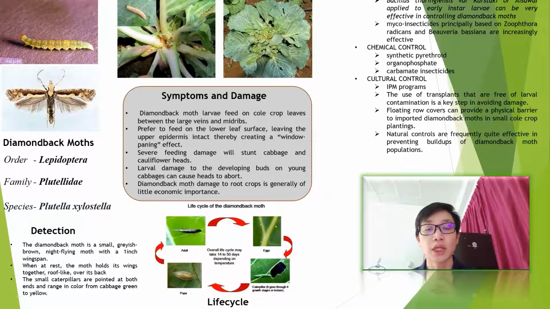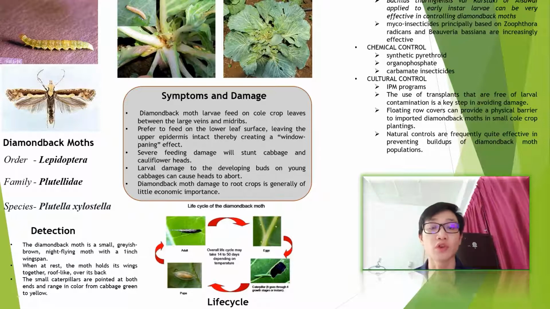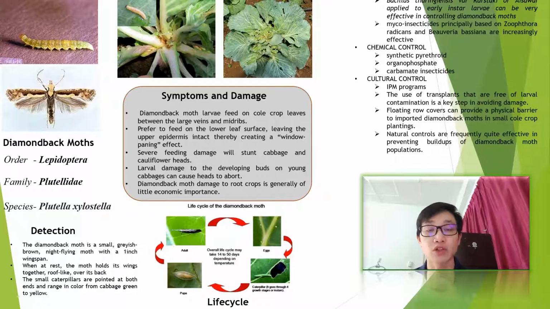The overall life cycle of the diamondback moth is usually 14 to 50 days depending on temperature. At first it goes through eggs, then larva, after that pupa, and lastly it grows to the moth stage. There are several control methods for this pest, which can be differentiated into biological, chemical, and cultural.